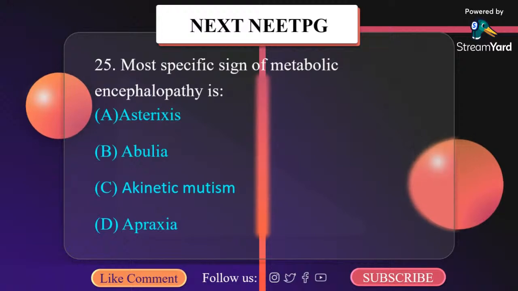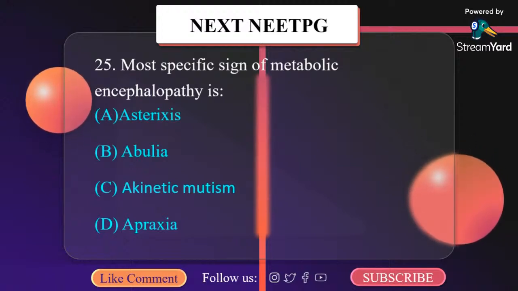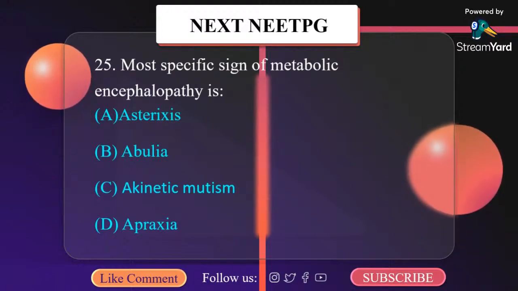Most specific sign of metabolic encephalopathy is: A. Asterixis, B. Abulia, C. Akinetic mutism, D. Apraxia. It is asterixis.